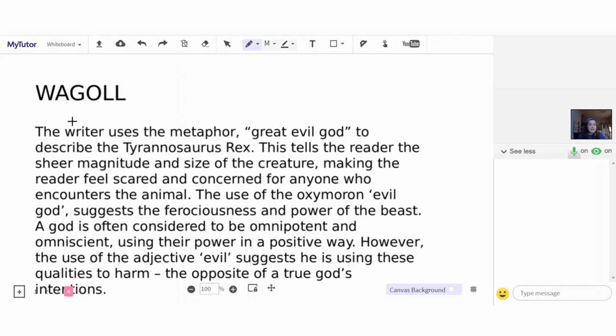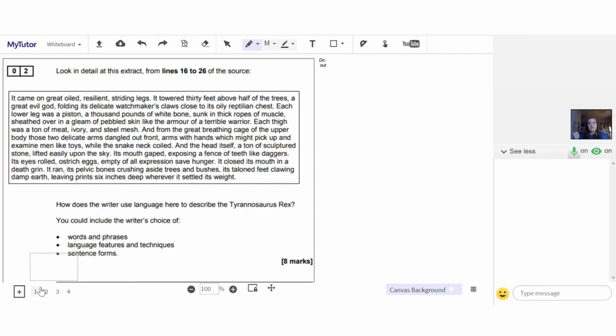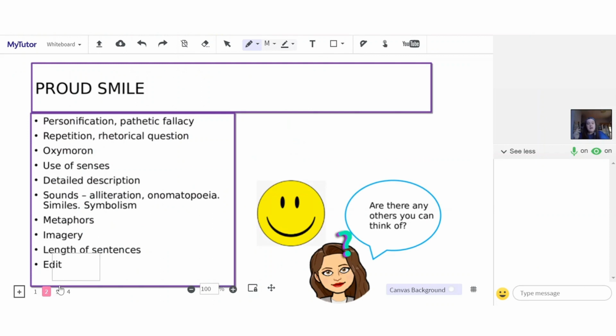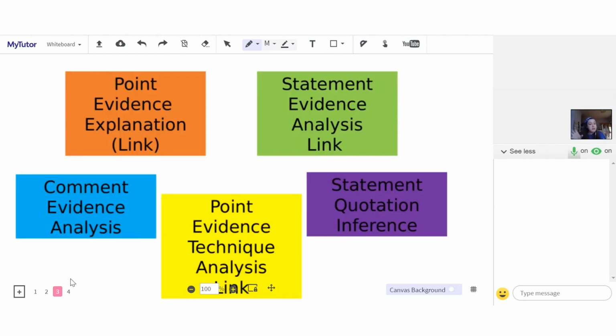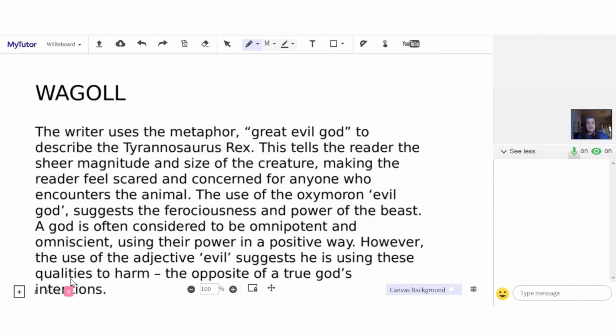So that very quickly is a whistle-stop tour of how you should be answering this question. First off, make sure you're interactively reading, you're going through, you're highlighting, you're annotating. Make sure that you find these features. Make sure that you use this structure as a base, but don't feel limited by it in your analysis. And then here's a WAGOLL for you to have a look at so you know what to be aiming for.